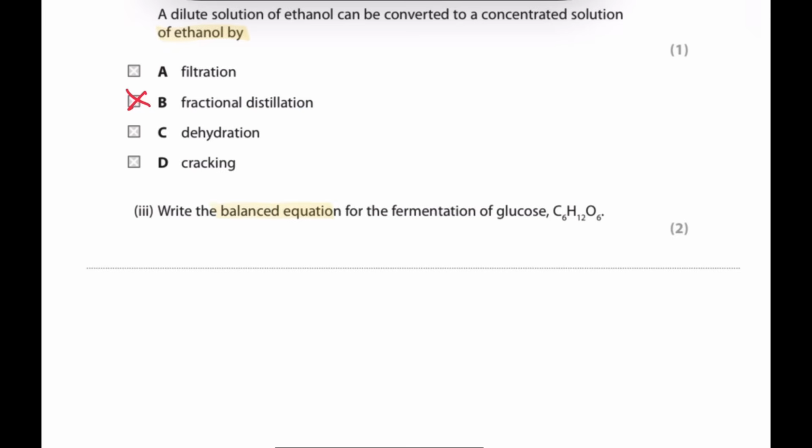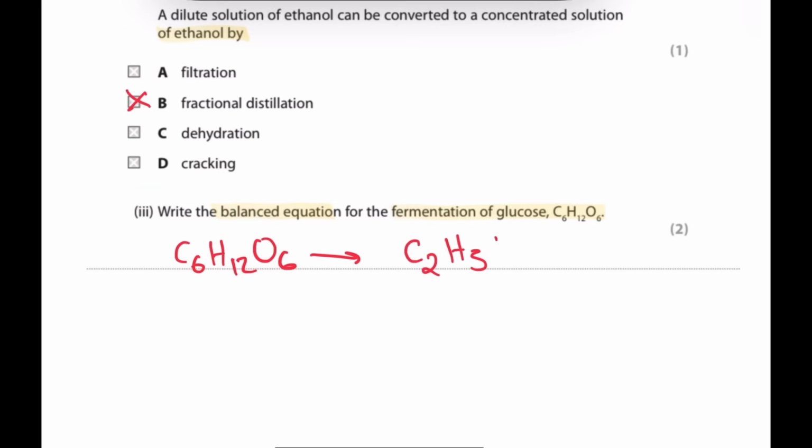Write a balanced equation for the fermentation of glucose. First of all, we have our glucose over here, so we just copy it down. Because it's fermentation, this is going to create ethanol. We just put down what we know ethanol looks like. And our byproduct is going to be carbon dioxide. Now, all we do to balance it is that we see over here we have 6 carbons. We need to have 6 carbons on the other side. So we just put 2 over here and we put 2 over here. So now we have 4 and 6.